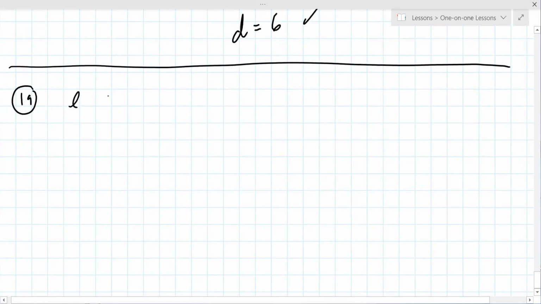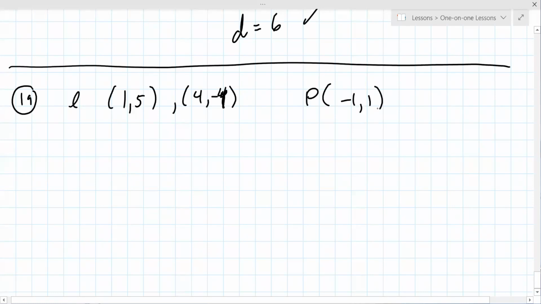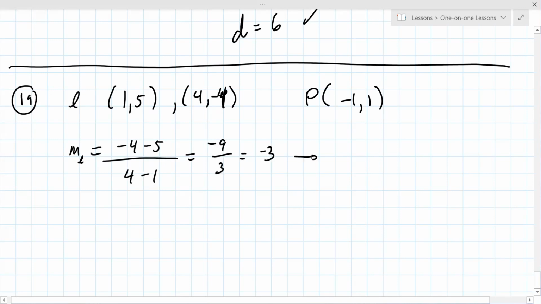So L contains points 1, 5, and then 4, -4. And point P is -1, 1. So we talked about our steps. The first thing is to find the slope of line L. That's y2 minus y1, so -4 minus 5 over 4 minus 1. So that's -9 over 3. That's -3.